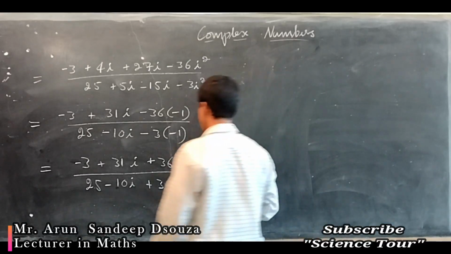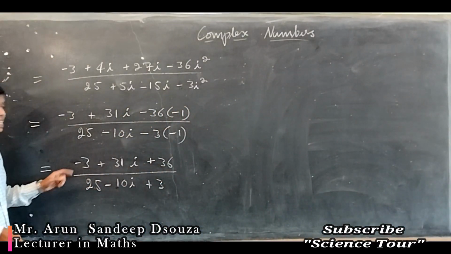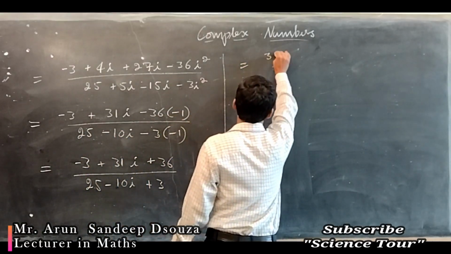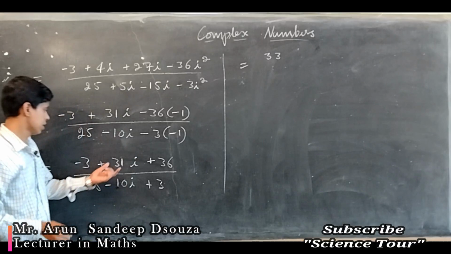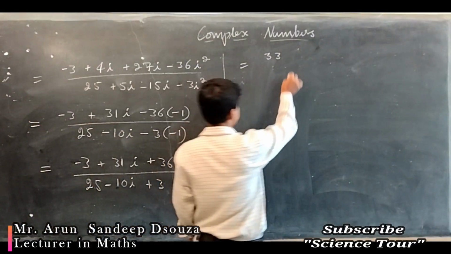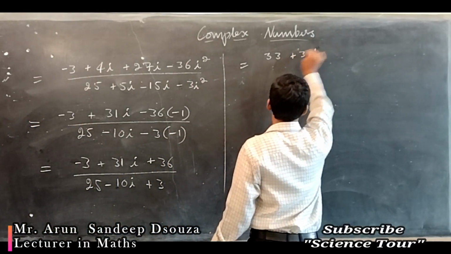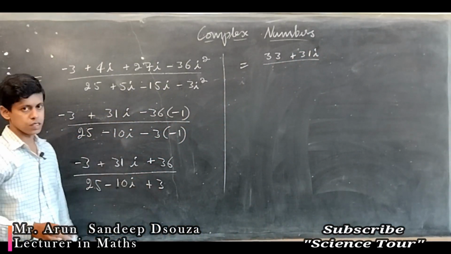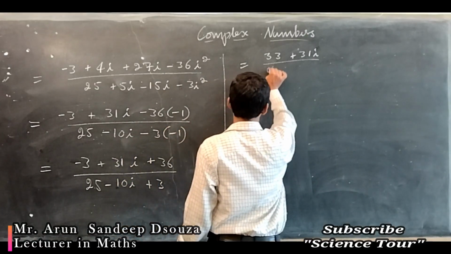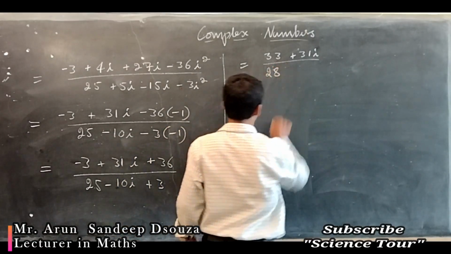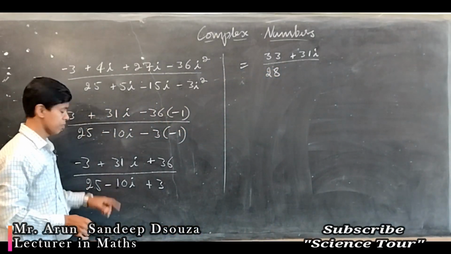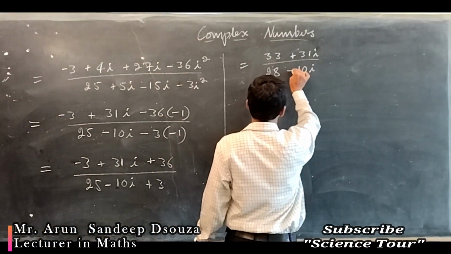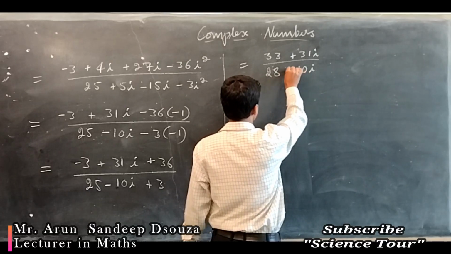Okay, so what am I doing? 36 minus 3, 33, plus 33, yes, and then plus 31, divided by, see, you have 25 plus 3, 28, and then you have minus 10i. Okay, so you have got this.